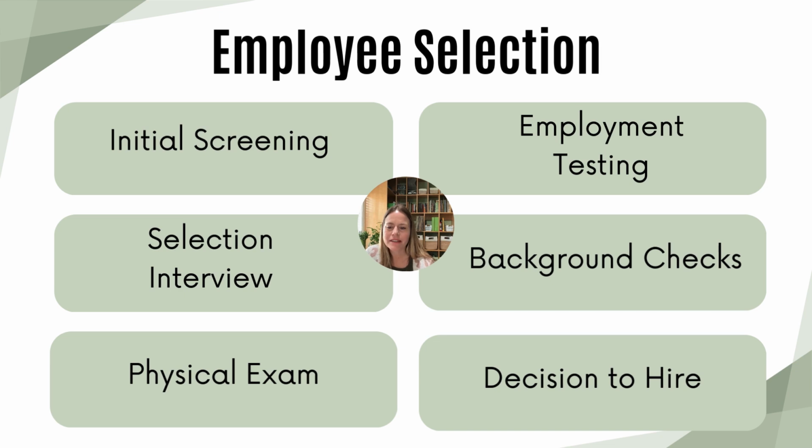Selection of applicants is the next stage of the human relations process. The first step in this stage is the initial screening. This is when the employee completes the application and turns in their resume. During this phase, HR managers are seeking key terms and phrases within the context of the applicant's resume that matches the job description. The second step of selection is employment testing.